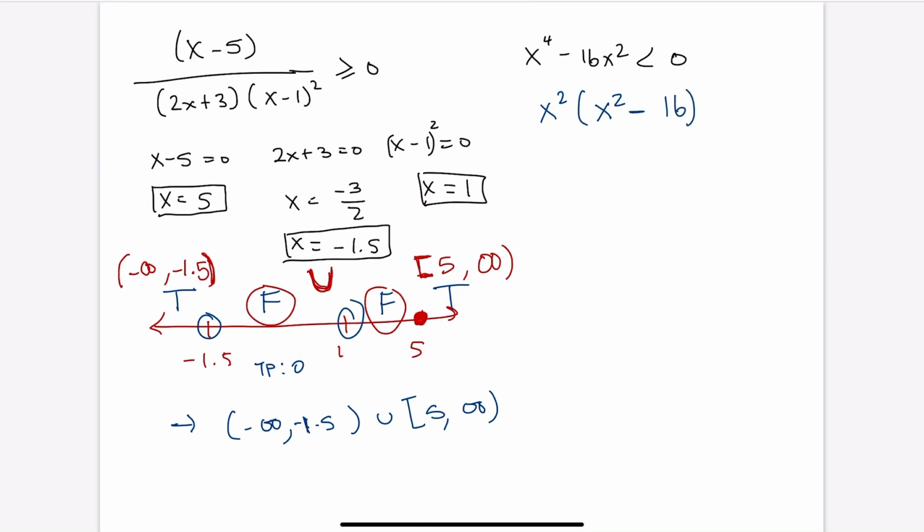Now at this point, you don't really want to set it less than or equal to 0 anymore. You really want to set it equal to 0 because you need to solve for the x's. That's the first goal. So here we have x squared equals 0, or, right, this other one, which is x squared minus 16 equals 0, okay?